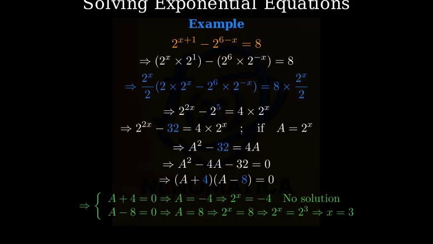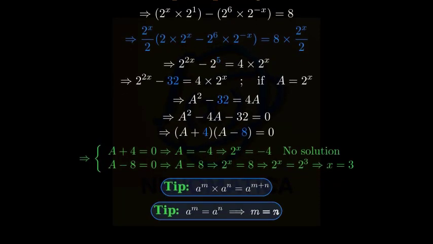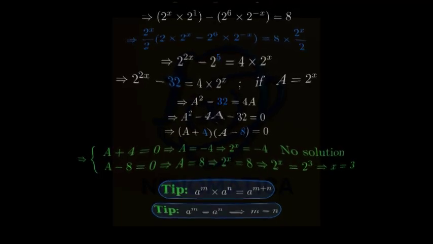Let's remember some important exponent rules that we use to solve this problem. One key rule is that when multiplying powers with the same base, we add the exponents. So a raised to the power of m times a raised to the power of n equals a raised to the power of m plus n. Another critical rule is that if two powers with the same base are equal, then their exponents must be equal. So if a to the power of m equals a to the power of n, then m equals n.